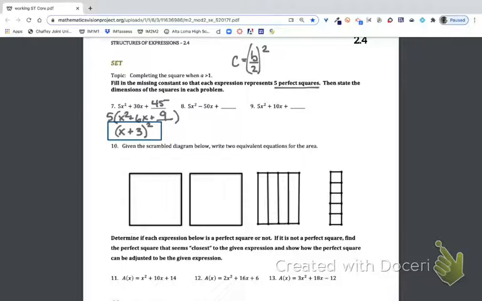We'll do another one. For number 9, same process. Pull out the a value, so factor out the a value.